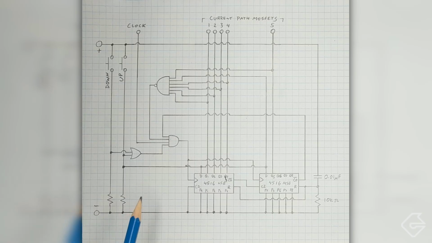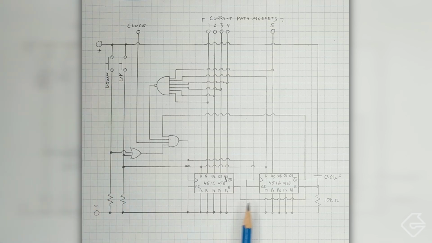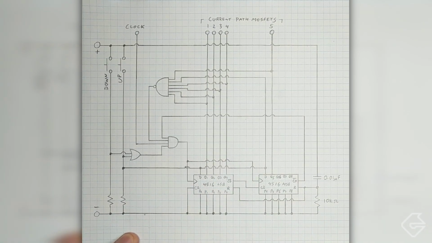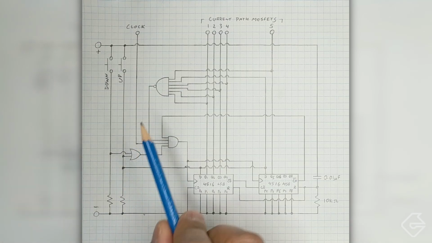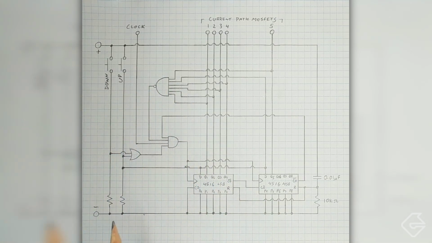So let's dig in. Here's the circuit schematic of the circuit you just saw. We had those two buttons over here, down and up. We have our two counters over here. These are the counters that count from 0 to 31. And we also have the logic in here, which prevents the counters from going below 0 and above 31.